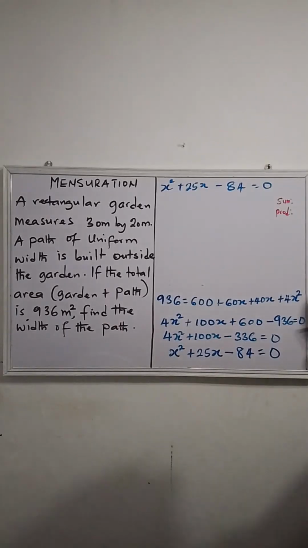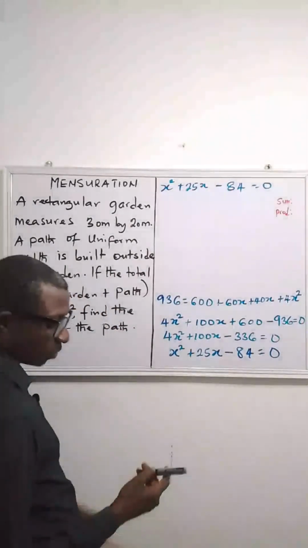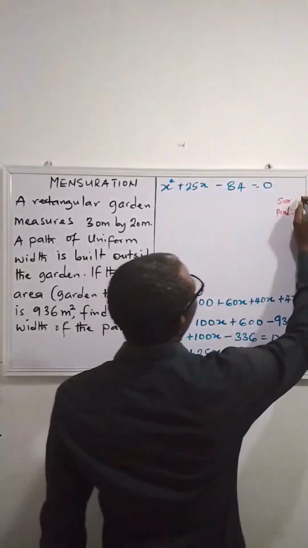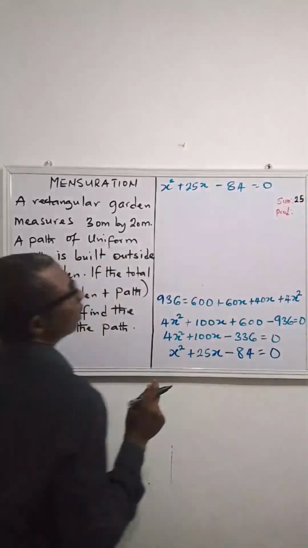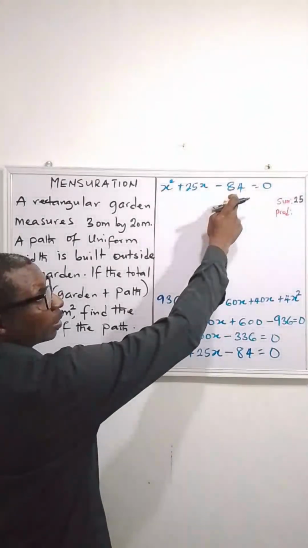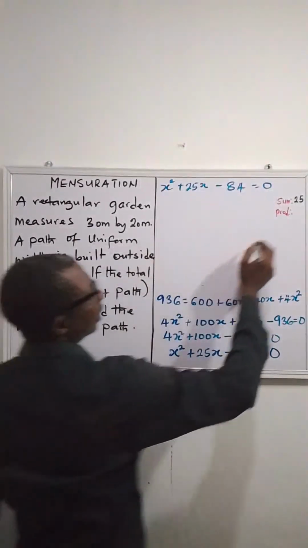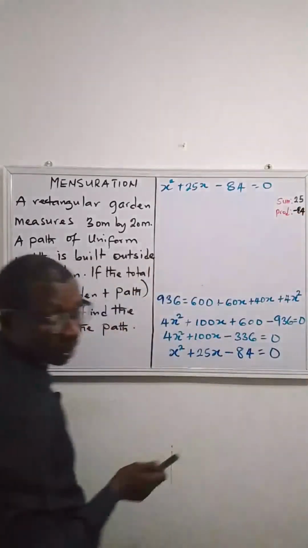To identify the sum is very easy. That is the coefficient of x. So we have 25. And the product is the coefficient of x squared times the number independent of x. That is negative 84. You get that now?